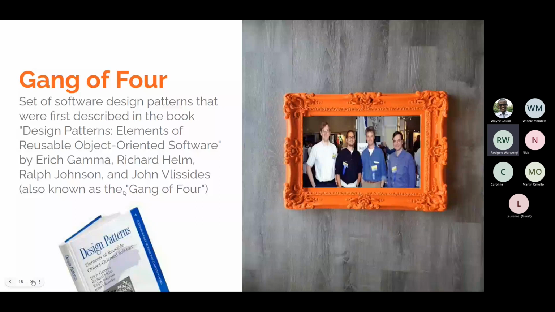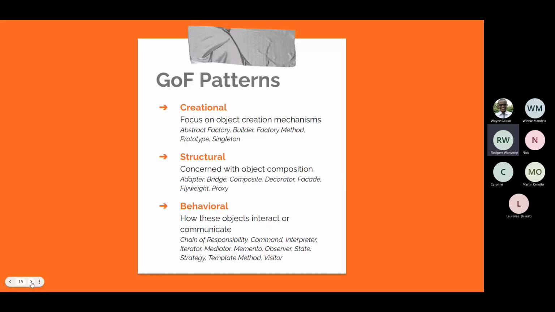So we'll take a look at some of the types of Gang of Four design patterns. We have the creational, structural, and behavioral patterns. The creational ones focus on the mechanism of creating objects. We have the abstract factory, builder, factory method, prototype, and the singleton. The structural ones are concerned with the composition of objects, like the adapter, bridge, composite, decorator, facade, flyweight, and proxy. And the behavioral ones are focused on the interaction and communication between objects, like the observer, state, strategy, template method, visitor, command, interpreter, and chain of responsibility patterns.